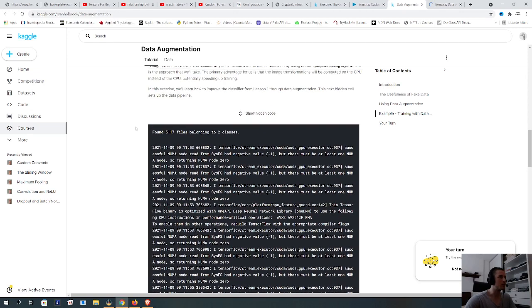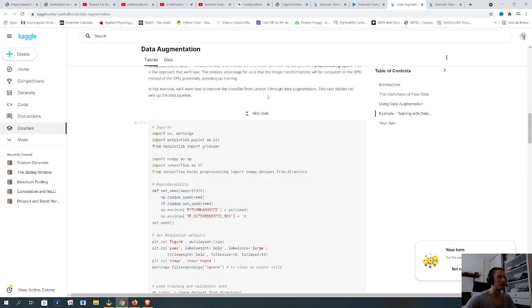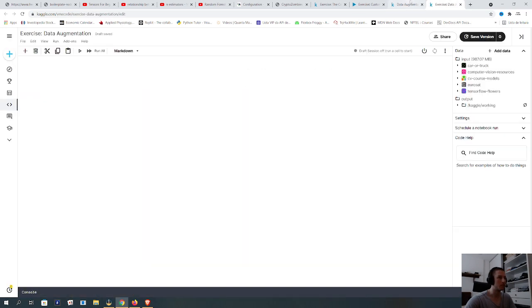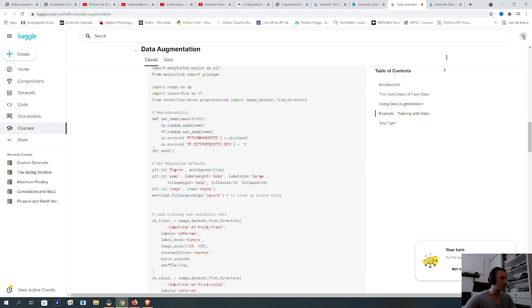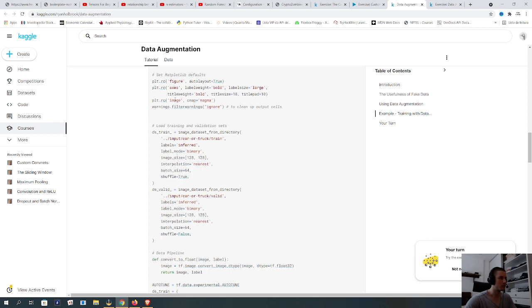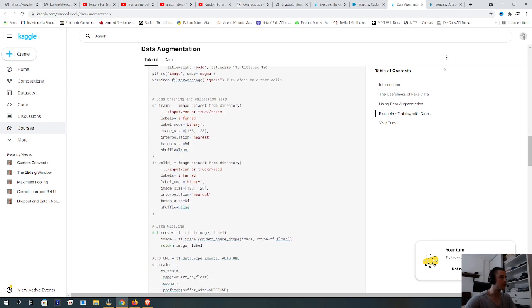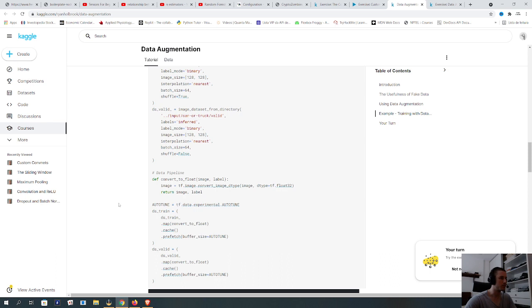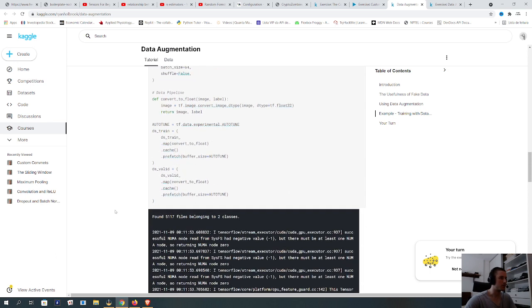In this exercise, we will learn how to improve the classifier from lesson 1 through data augmentation. This next hidden cell sets up the data pipeline. So import the libraries, create the random seed, set the matplotlib configurations, then load the training and validation dataset. Then here's where it's different, converting the image to float. Otherwise it's pretty much the same thing as before. The only difference is the label, I think.